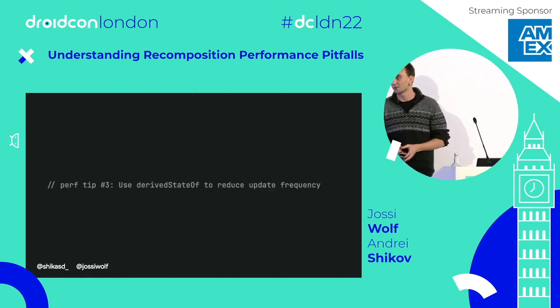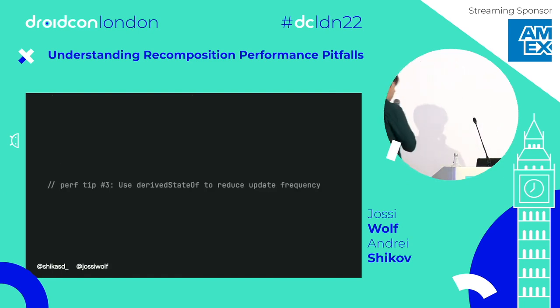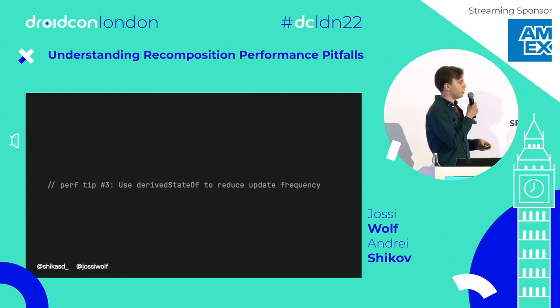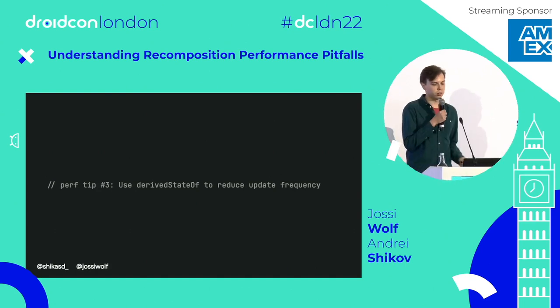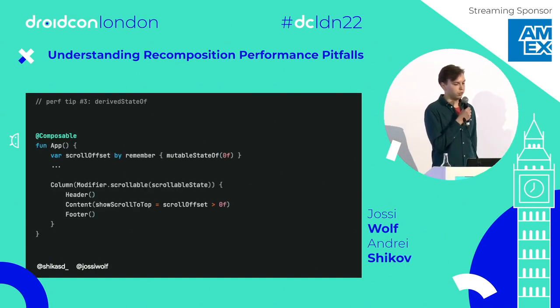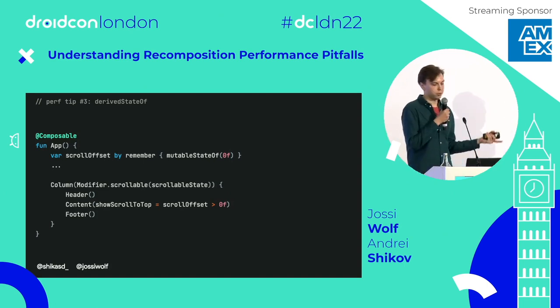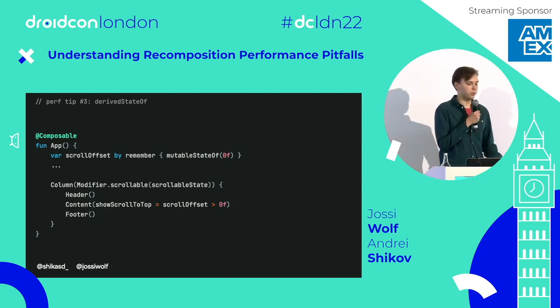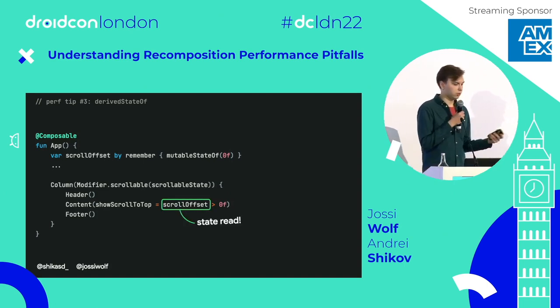And now let's talk about derived states. Yep. So we talk a lot about how to extract states somewhere from the function. But what if we want to use the state in a function? Returning to our previous example where we had the scroll offset, and we use it directly in a composition with a state read.